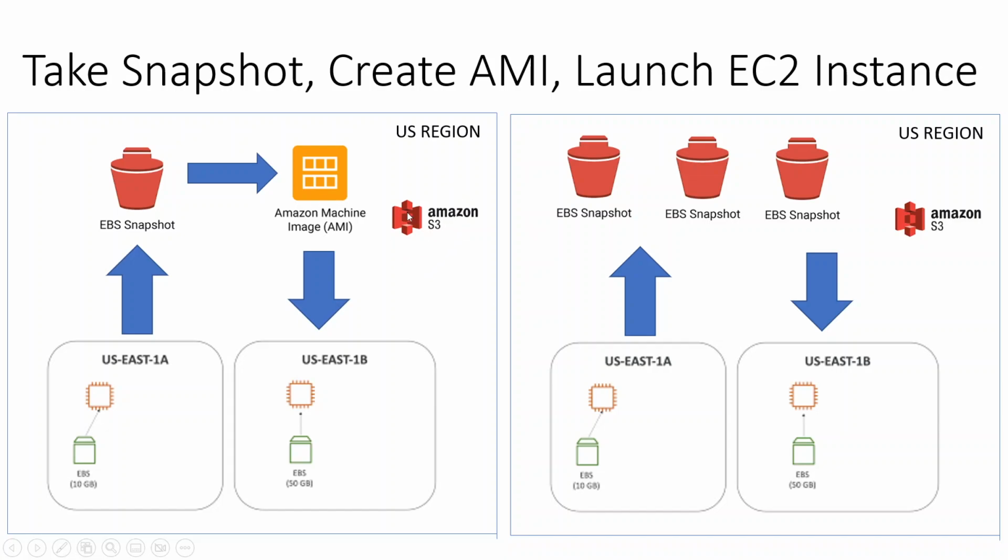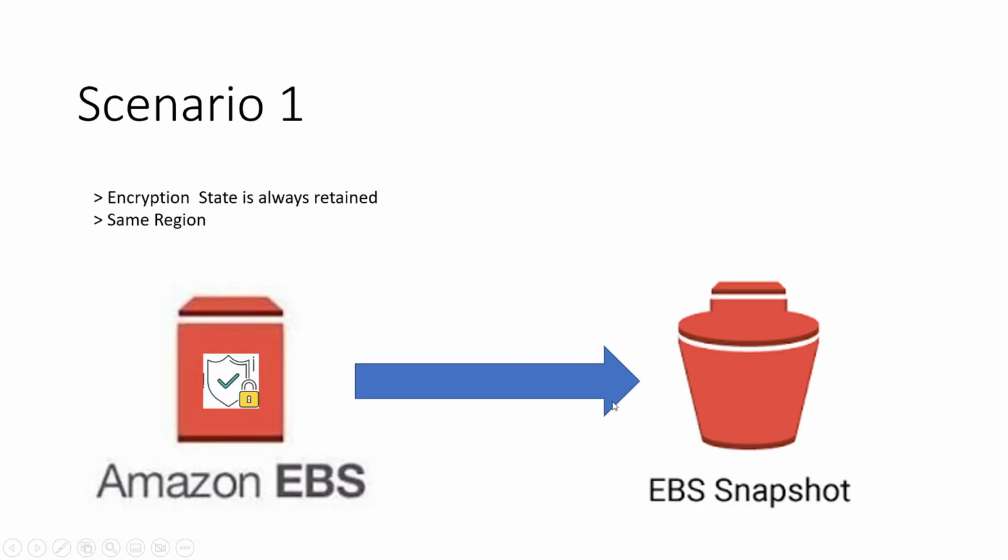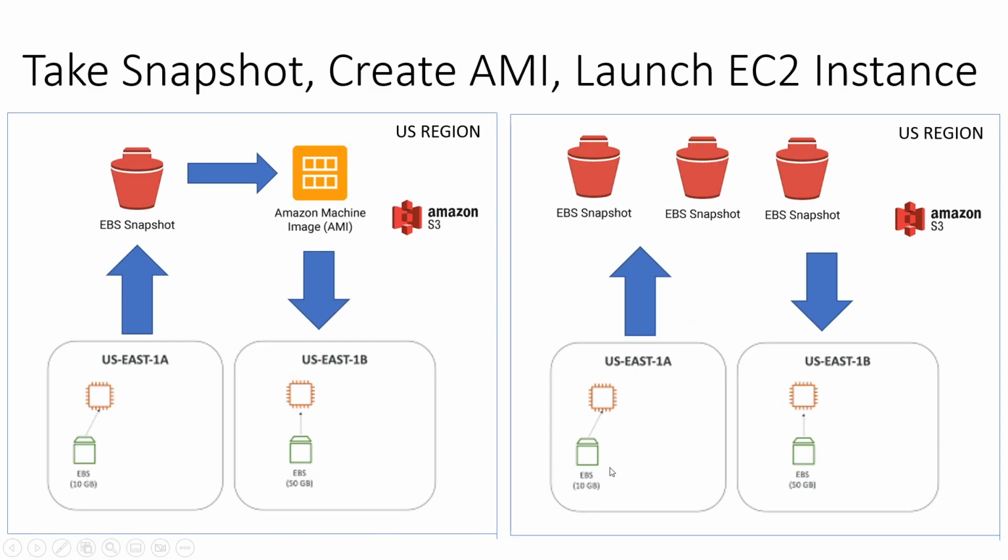Let's look at the other scenario where I have the same EC2 instance running over here, and it has an EBS volume attached to it. I'm taking multiple snapshots, which are incremental snapshots, as you can see. These EBS snapshots are going to be stored in Amazon S3, the Simple Storage Service, so I can restore this in any of the other availability zones.